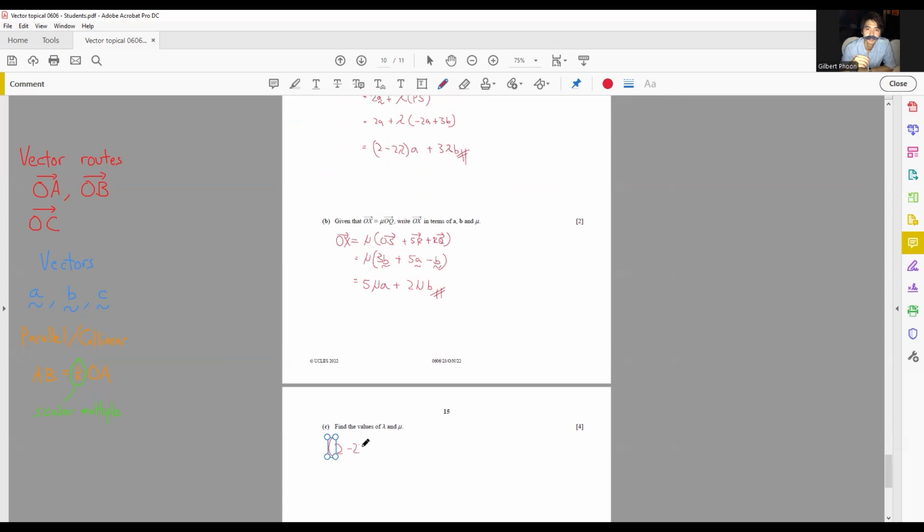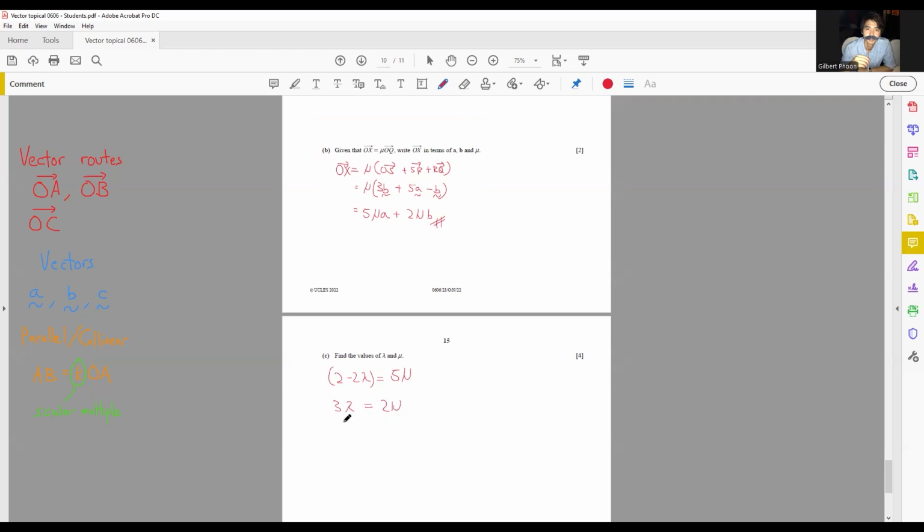2 minus 2 lambda is equal to 5 mu, right? Then 3 lambda is equal to 2 mu. Then once again, you can type this into your calculator, and when you do, you would have gotten that lambda is equal to 4 over 19.